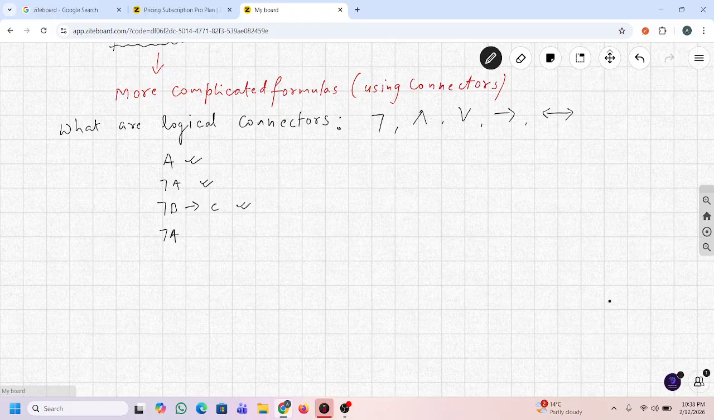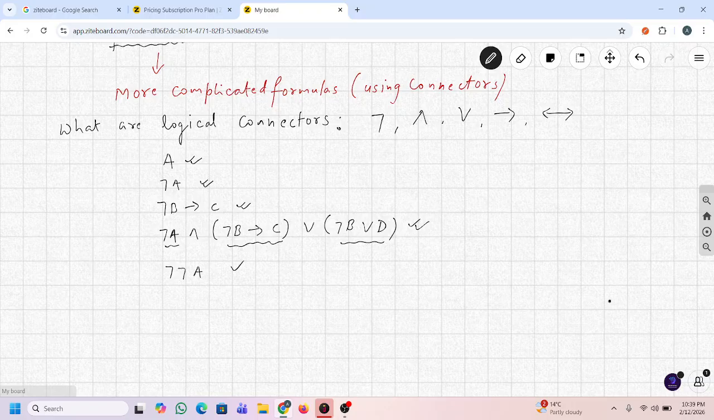Similarly, negation of A and negation of B implies C, and then let us say union of negation of B or D. This is also a valid formula. Why? Because the symbols like negation of A, negation of B implies C, and negation of B or D are connected through connectors. Similarly, negation of negation A is also a valid formula.